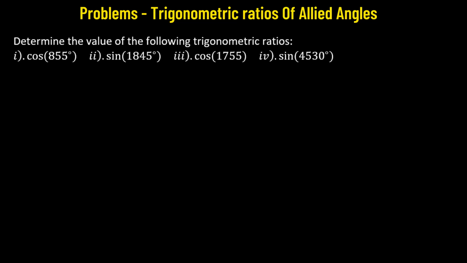In this problem, we need to find out the value of the following trigonometric ratios. Let's begin with problem number 1. So here we have cosine of 855 degrees.